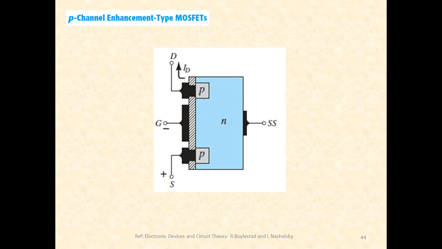What about the channel? Obviously, if it is P channel, then the substrate will be of N type, and the channel which is going to be formed should be of holes. So holes should be formed. If these holes have to come from the N substrate, what type of polarity should I apply at the gate, students? Somebody can just answer.